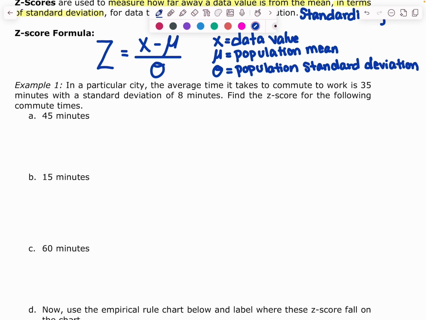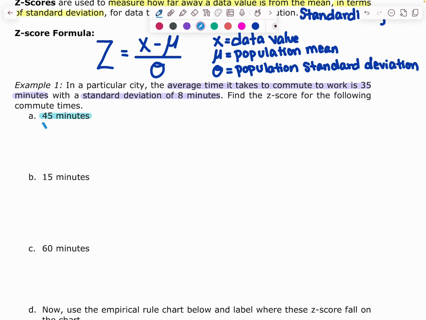examples, do some calculations. So in a particular city, the average time it takes to commute to work, or the mean time it takes to commute to work, is 35 minutes with a standard deviation of 8 minutes. Find the z-score for the following commute times. So the first one is 45 minutes. So to calculate this z-score, let's identify some important pieces of information. The average commute is 35 minutes, the standard deviation is 8 minutes, and for this first one, we want 45 minutes.